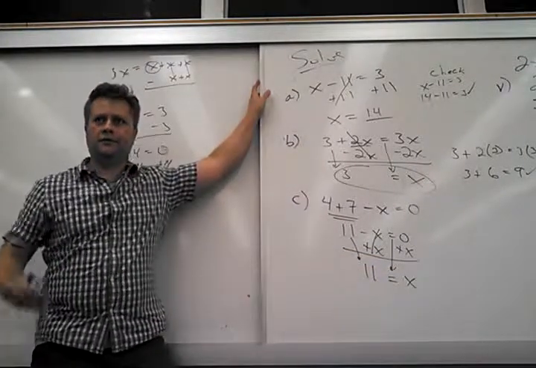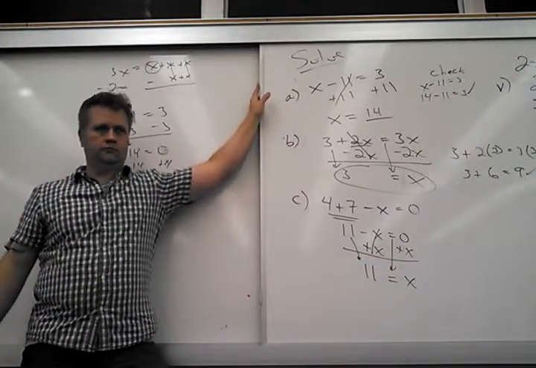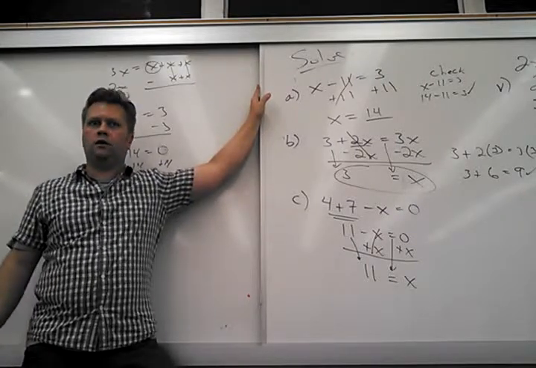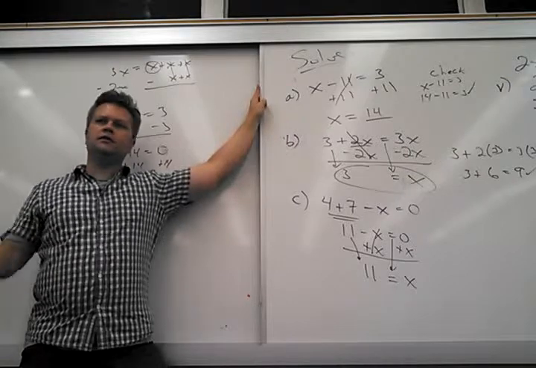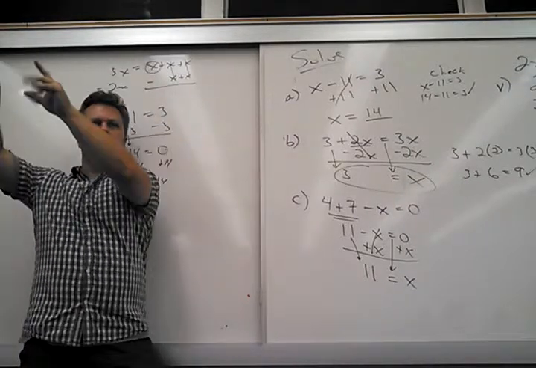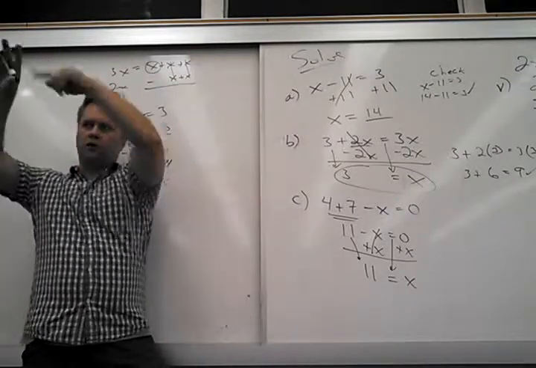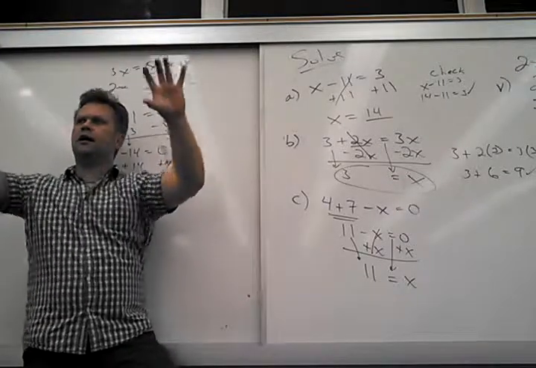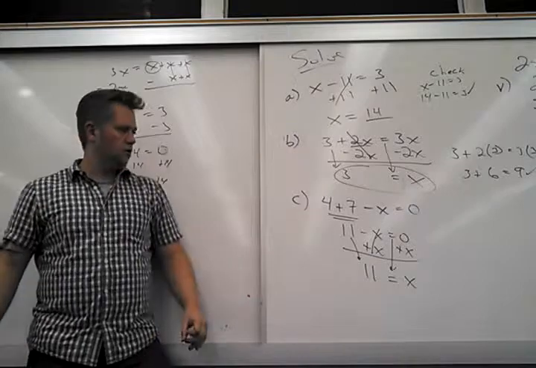0 plus anything is that thing, right? I like it. So then 11 equals x. It's almost too easy. It looked weird, but it's still the same idea: if I got everything on one side, get them on the other side. Move my variables over to the other side. Get them on opposite sides, and then you're there.